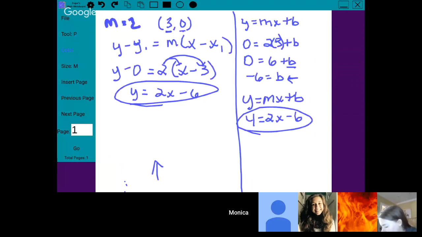Okay, yeah, Charlotte and I agree. I think this first way is easier because it takes out that extra step of having to plug back in again.